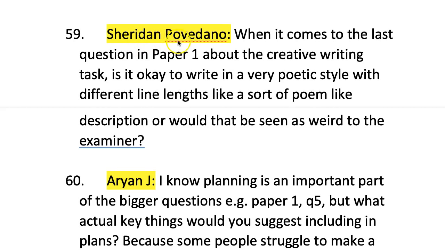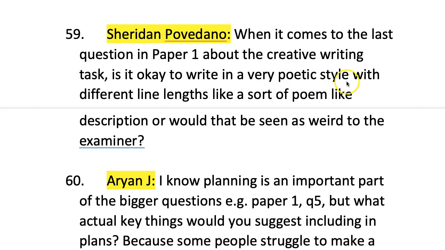Sheridan Povedano. When it comes to the last question, is it okay to write in a very poetic style with different line lengths, like a sort of poem, like description, or would that be seen as weird to the examiner? Now, I love this question. So in the old exam, I used to encourage my students who were poetic to do just that and say, look, yeah, if you want to write a poem, do it. The only barrier to this is really how much you can write. So if you can write at least 250 words and you're a good writer, then I would say take the risk of writing a poetic style.